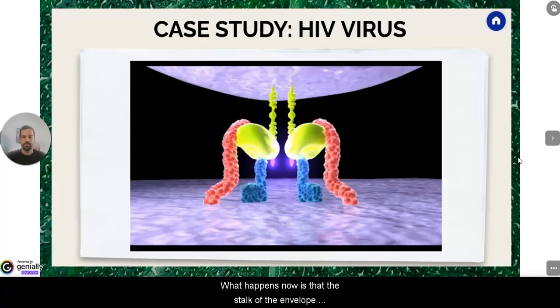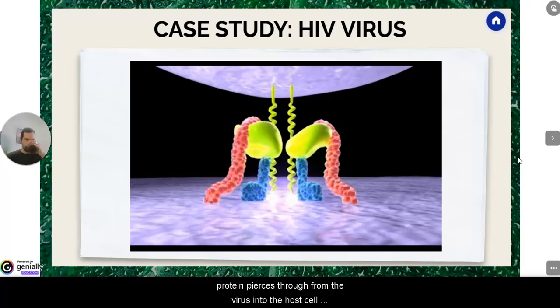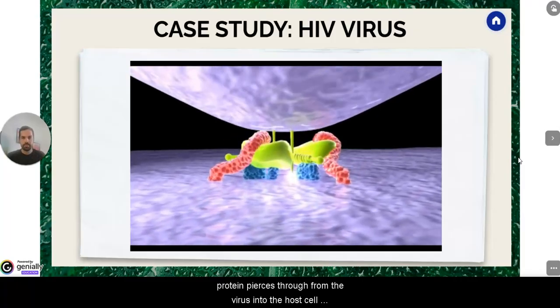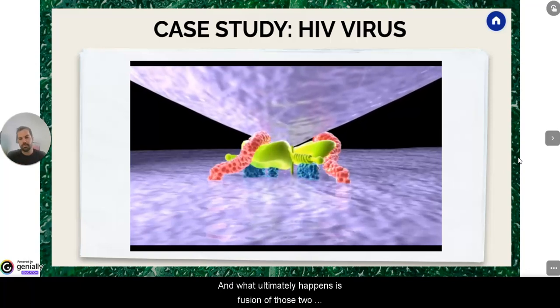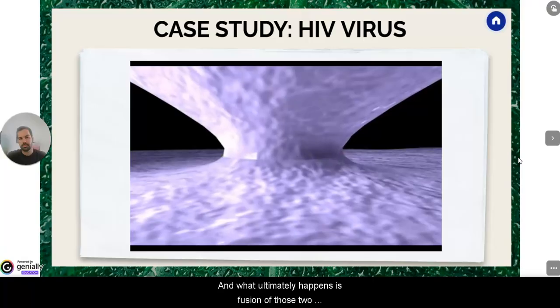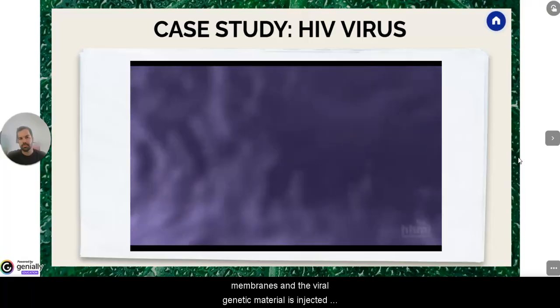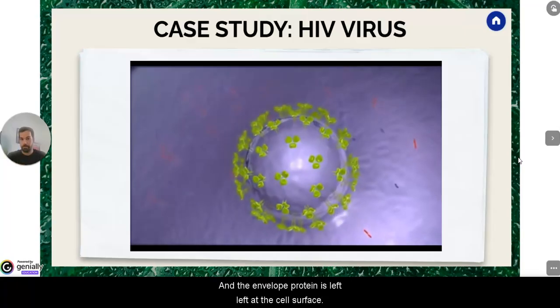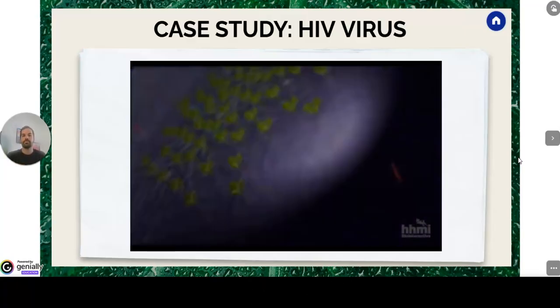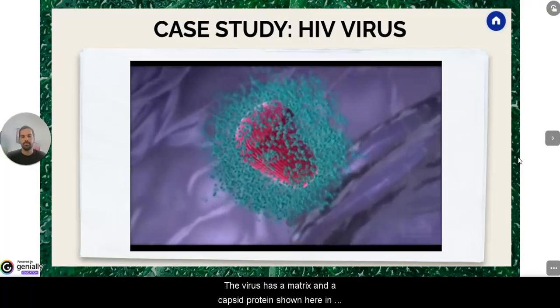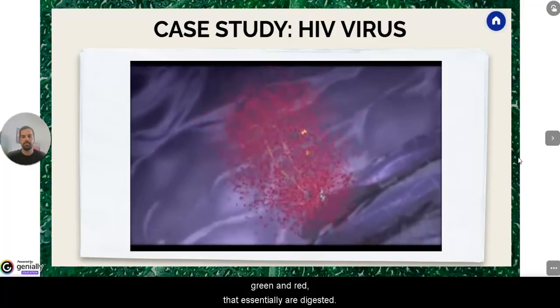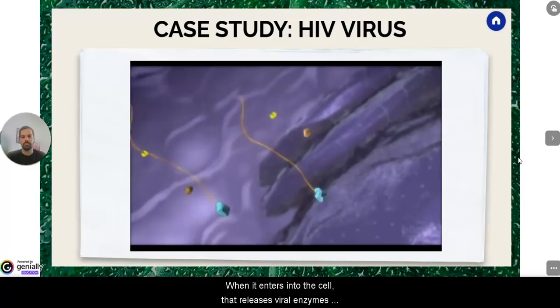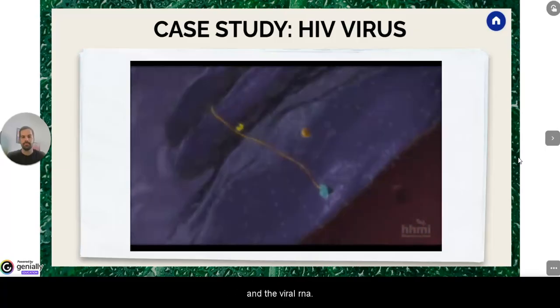What happens now is that the stalk of the envelope protein pierces through from the virus into the host cell and starts to draw the cell membrane and the viral membrane together. And what ultimately happens is fusion of those 2 membranes, and the viral genetic material is injected essentially into the cell, and the envelope protein is left at the cell surface. The virus has a matrix and a capsid protein, shown here in green and red, that essentially are digested when it enters into the cell. That releases viral enzymes and the viral RNA.